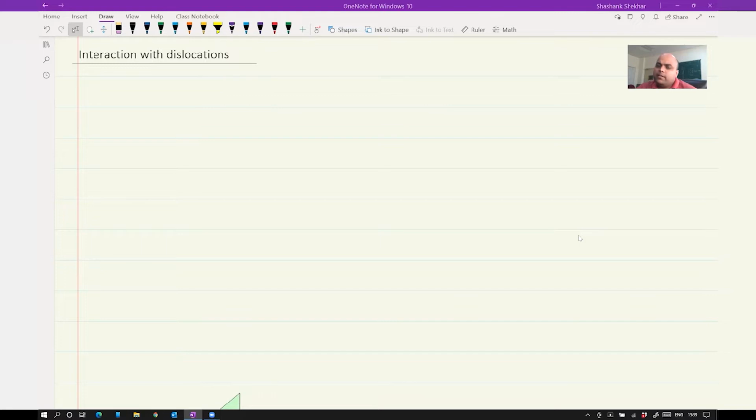So now we know that the characteristics like size and interface between the precipitate and matrix change with aging time. Okay, so now we are going to try to understand how these changes in the characteristics are going to affect the way dislocations interact with the precipitate. So let's try to understand that.